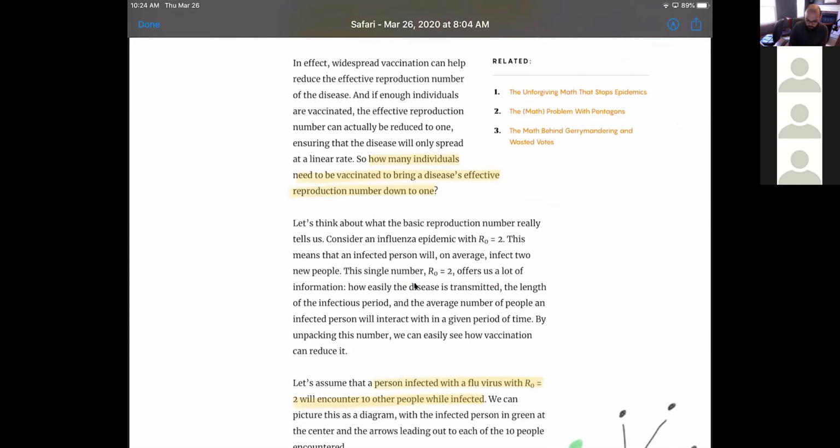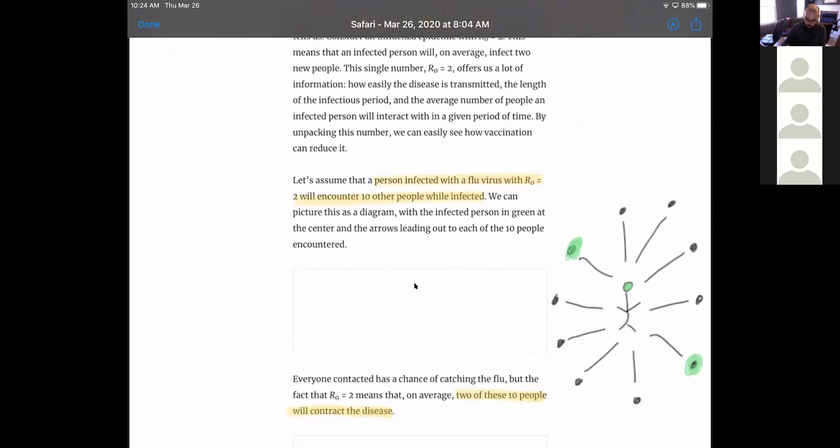All right, so here's what we call a threshold. How many individuals need to stay home, or need to be vaccinated, to bring this number of infections down to 1? Okay, so we can walk through a model here. We're going to assume we have this R0 of 2. So every infected person will infect 2 other people, the same as our rumor model.